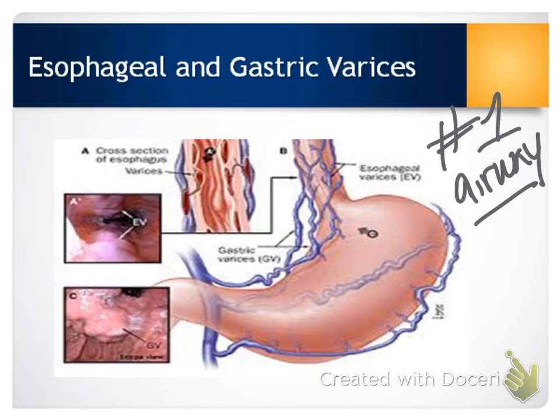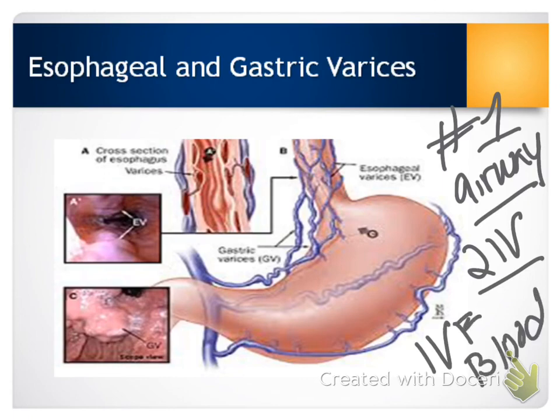We want to get 2 IVs in, and then we're also worried about IV fluid and blood getting in. Those are our main initial emergent concerns. This would be a patient who may need to go emergently to the operating room, where they're going to do some banding or cauterizing of these esophageal varices or gastric varices in order to stop the bleeding.